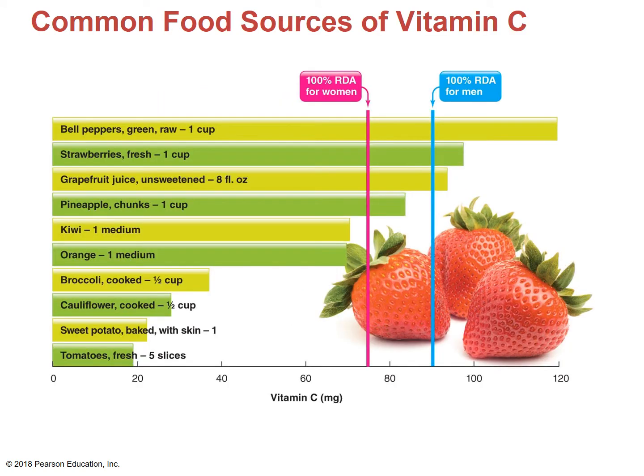As you can see, this slide shows common food sources of vitamin C. So bell peppers, strawberries, grapefruits, pineapple, kiwi, orange, broccoli, cauliflower, sweet potatoes. But again, bell peppers, as you can see, have more than an orange. And then the RDA for men and women looks like 90 for men and somewhere around 75 for women.